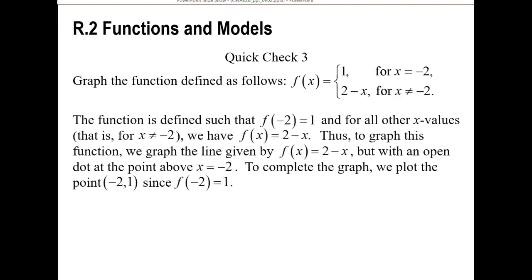All right, so this function is defined. So f of negative 2, this is the input, negative 2, gives me the value 1. For all other x values, anything not negative 2, you're going to use the equation 2 minus x. So we're going to graph the line 2 minus x with an open dot above the x value negative 2, because we're not using that x. And then to complete the graph, at x equals negative 2, you're plotting it at y equals 1.